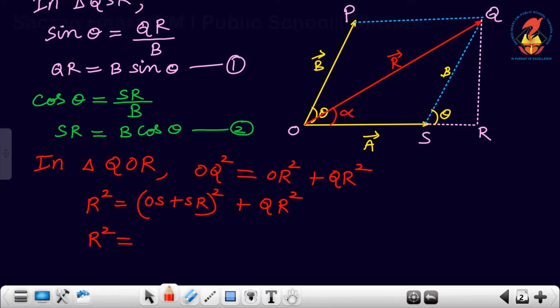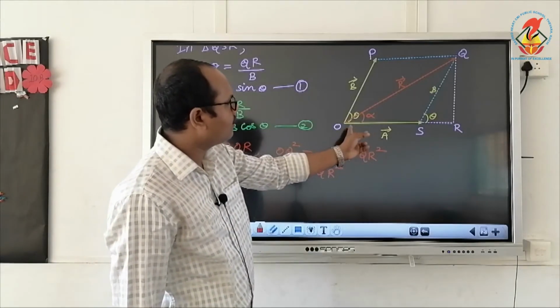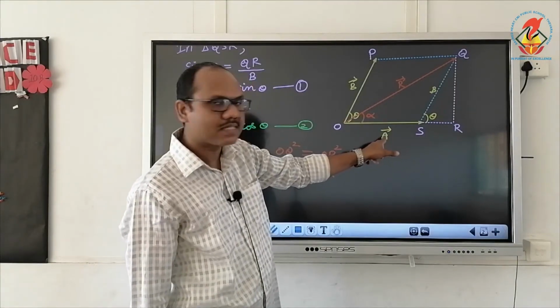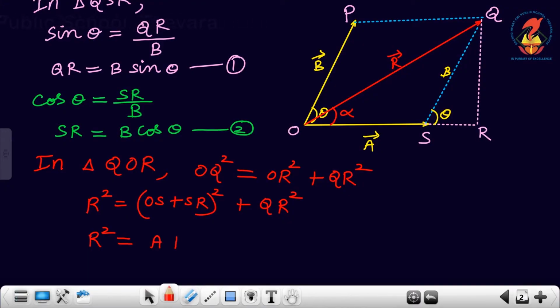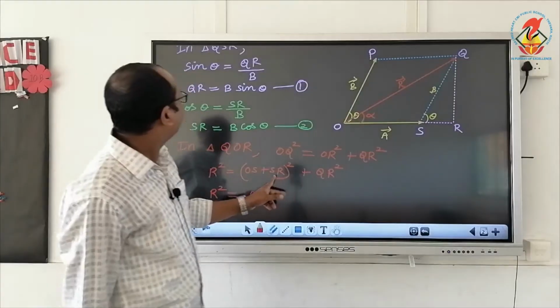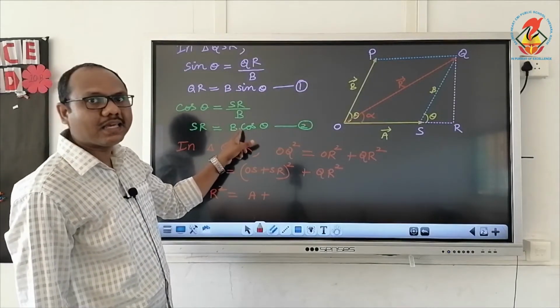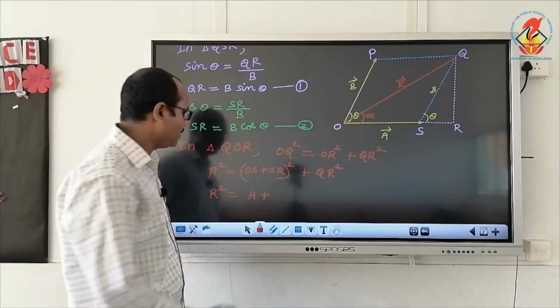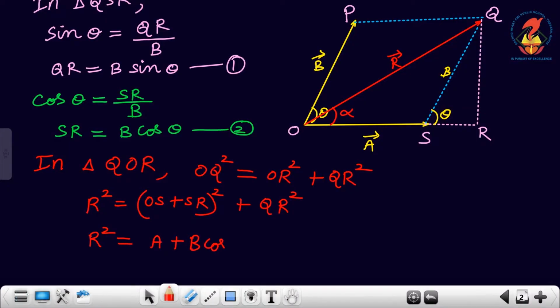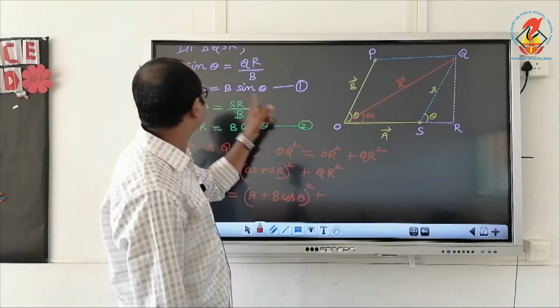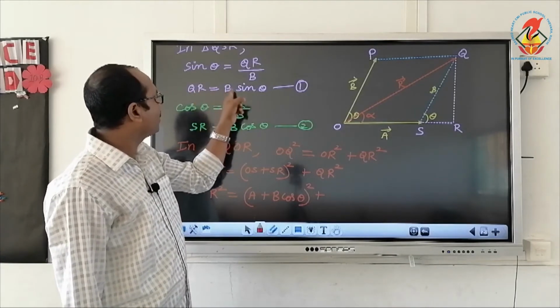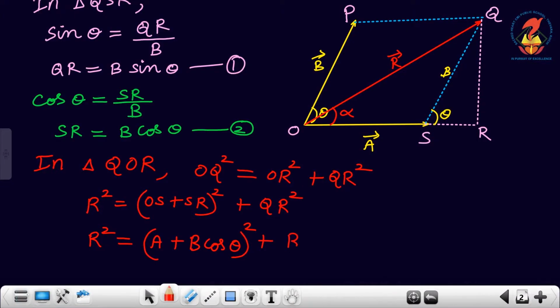Now R square is equal to OS. Look at the figure. What is OS? It is A. So I write A plus SR. SR is written here in equation 2. SR is B cos theta. So A plus B cos theta whole square plus QR. Look at equation 1. QR is B sin theta. So I write B sin theta whole square.